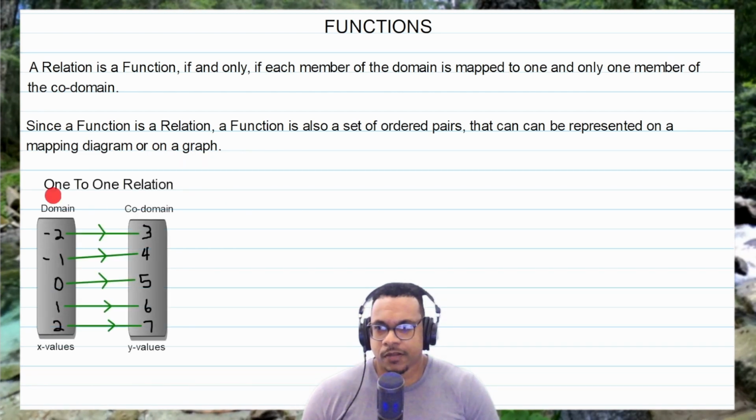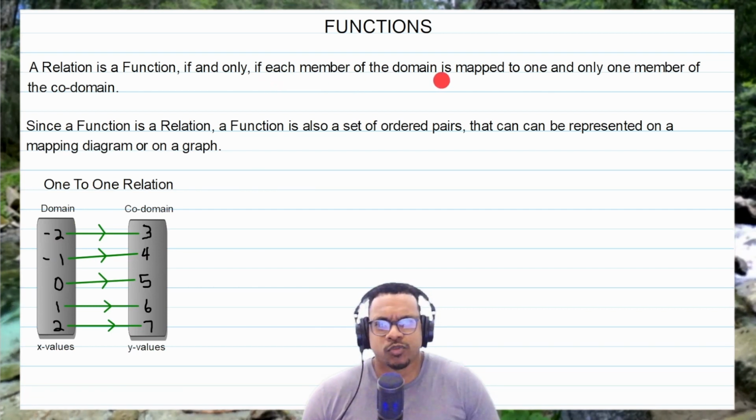So here we have an example of a one-to-one relation. Here we have the domain, which is a set of x values, and here we have the codomain, which is a set of y values. Now, because all the members of the codomain are mapped, this would also be the range. If we look at our definition of a function, we are saying that a relation is a function if and only if each member of the domain is mapped. That means each member of the domain must be mapped. If you have a member of the domain that is not mapped, that would disqualify this from being a function.